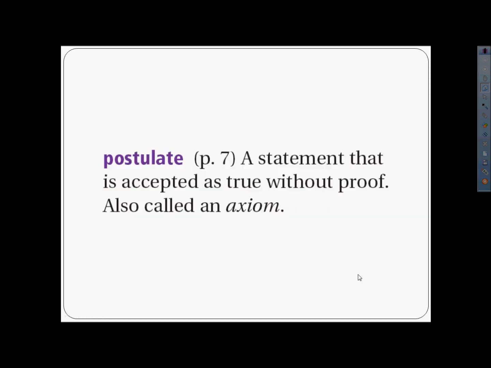Okay, a postulate. This is a statement that is accepted as true without proof, and they are also called axioms. Later on, when we get into geometry a little bit more with proofs, you will realize that anytime you want to create something or say that something's true, you need to be able to justify it and explain why something is true. For a postulate, just like an undefined term, this is something that we accept as true. We don't need to prove it because no matter what, it's always going to be true.